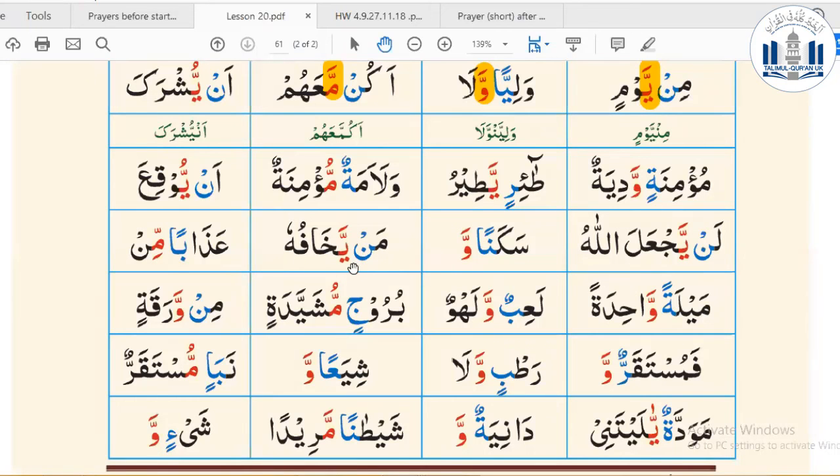May yakhafuhu. Excellent. Well done. Really nicely read. Okay. Maya. Yes. Because you have a noon sakin followed by a ya mushaddad, when you're joining the meem to the ya, you have a 2 second nasal sound in between. Maya khafuhu. May yakhafuhu. Perfect. Excellent. Really nicely read.